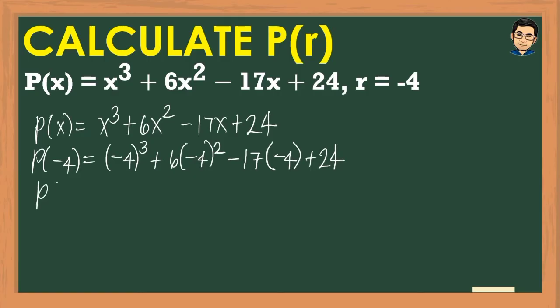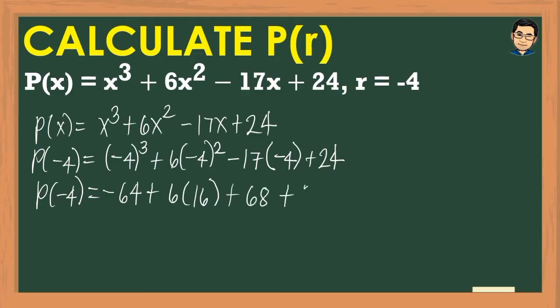Next. So, negative 4 raised to the third power. So, magiging negative 4 times negative 4, that is positive 16, times negative 4, negative 64, plus 6 times. So, kapag naka-parenthesis po, yun muna po yung una nating i-express o sasagutin. So, negative 4 raised to the second power, that is positive 16. And then, negative 17 times negative 4, that is positive 68, plus 24.